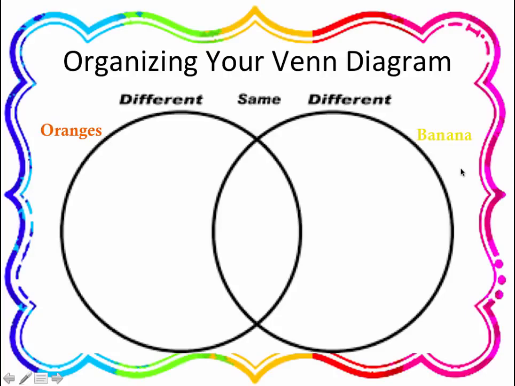Where would we put that they're fruits? Would that go on the oranges side or the banana side or in the middle? Yep, it's going to go in the middle, isn't it? Because that's something that's the same about them. Okay, what about another one? You can eat it. That's going to go in the middle because it's the same. Where would I put you have to peel them? Yep, it's going to go in the middle because that's the same about both of them.